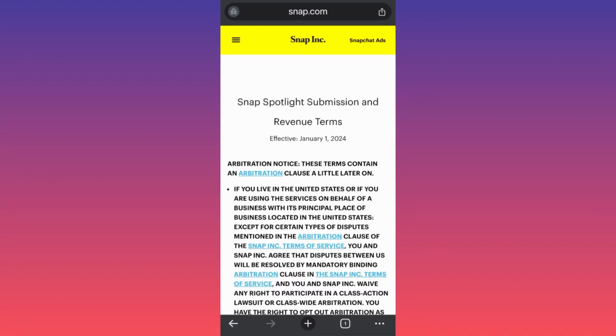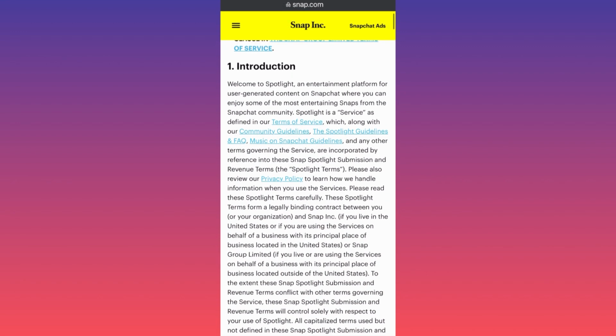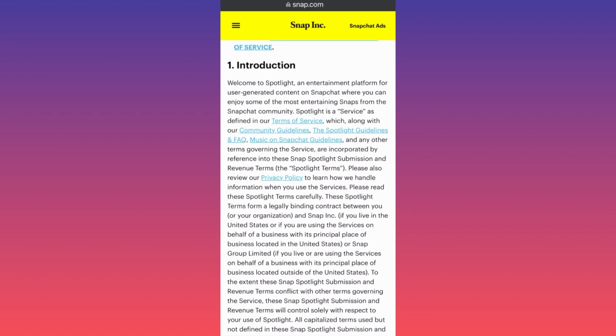Hi guys, in this video we're going to go over the new requirements and eligibility for Snapchat Spotlight, how you can actually make money using Snapchat, posting snaps. There is a new update of the terms from Snapchat, as you can see over here, started and effective already since January 1st. Scrolling down, introduction, welcome to Spotlight, an entertainment platform user generated content, okay?